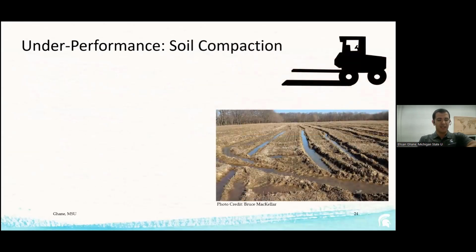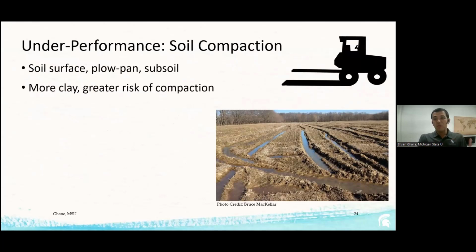Last one is soil compaction. This is a common one. I would say this is very common. I hear a lot about this one. Compaction could be at the soil surface, plow pan, or subsoil. And if you have more clay, you're going to get more risk of compaction. And if you have more sand, like a sandy loam soil, you will have less risk of compaction.